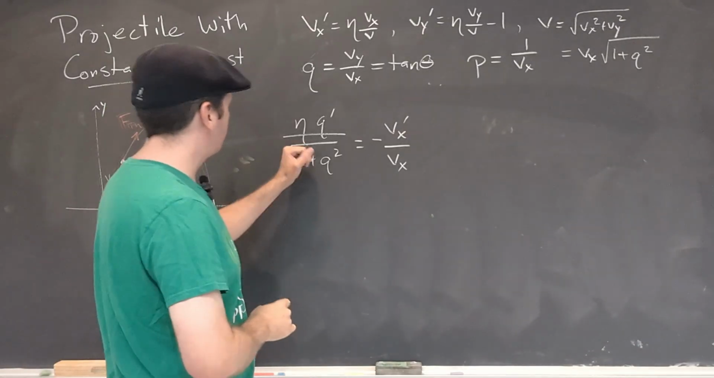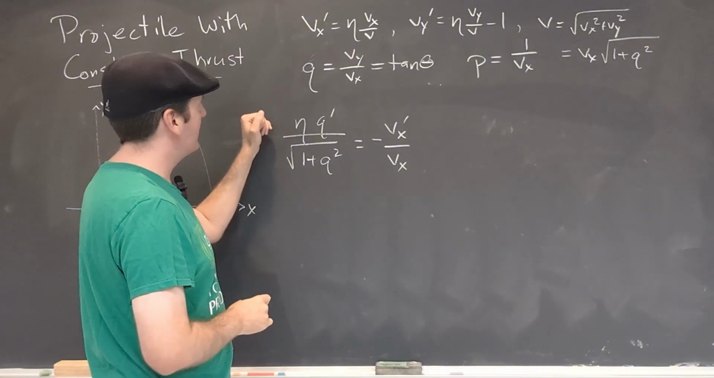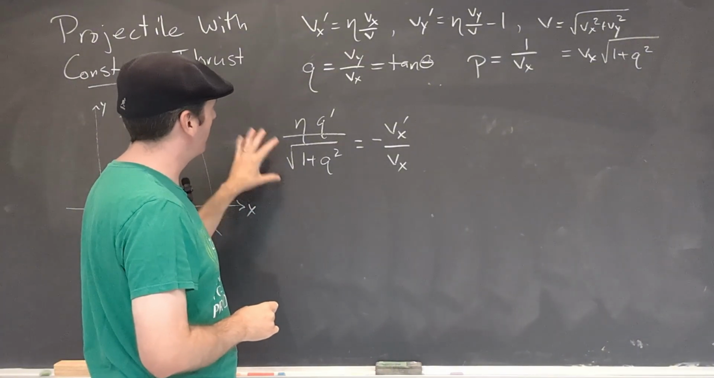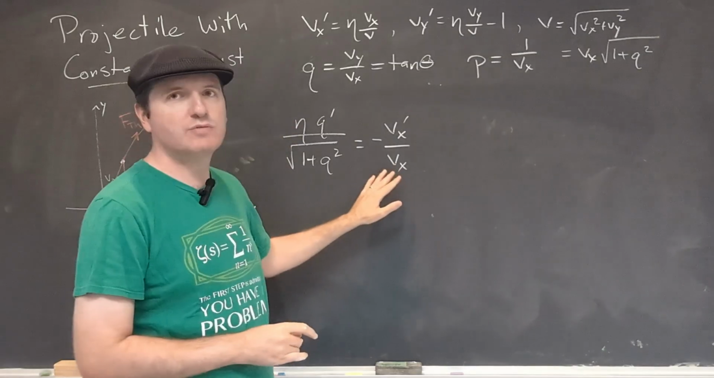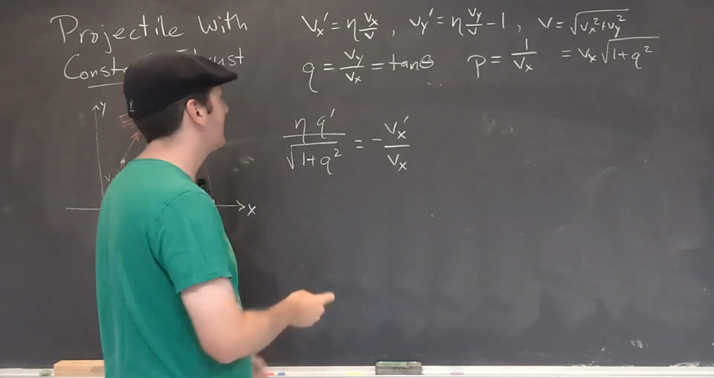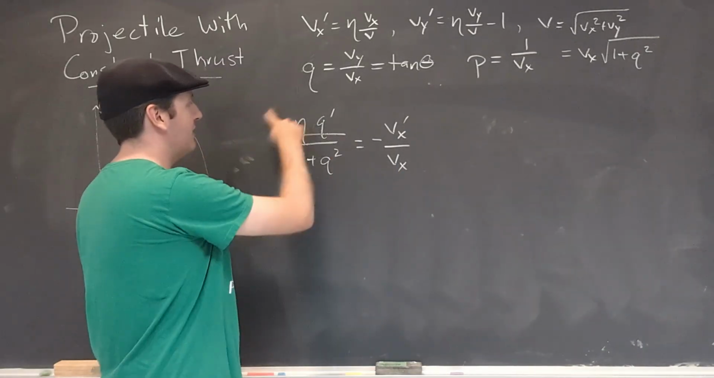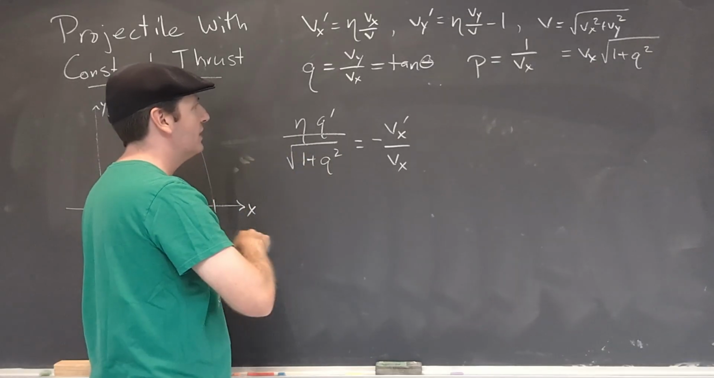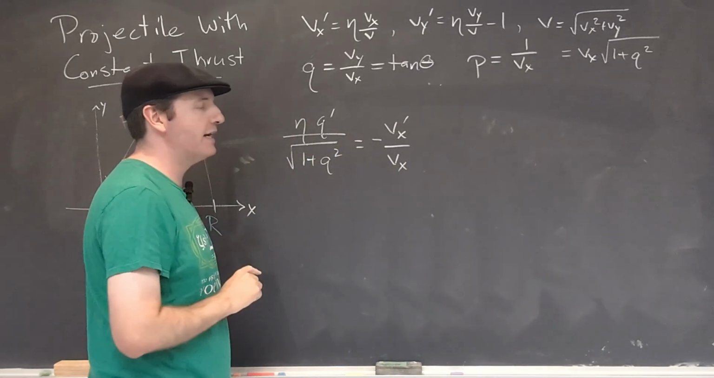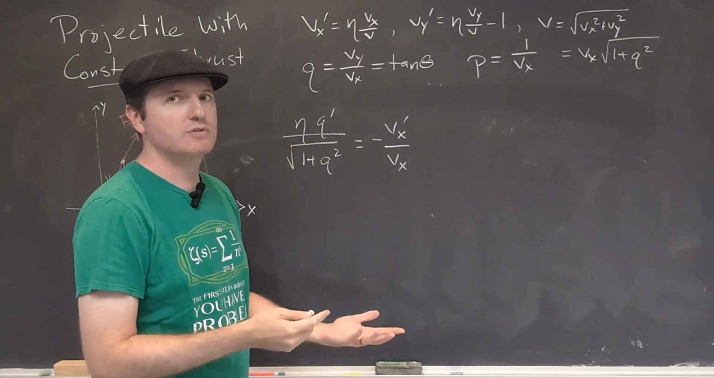Okay, so what I did here is I pulled out that Vx. There was a Vx squared here, so one of them canceled, and then the other one I just moved to the other side. I'm separating variables here. And notice we've done it. The left-hand side is a function only of Q, and the right-hand side is a function only of X, so I can integrate both sides.